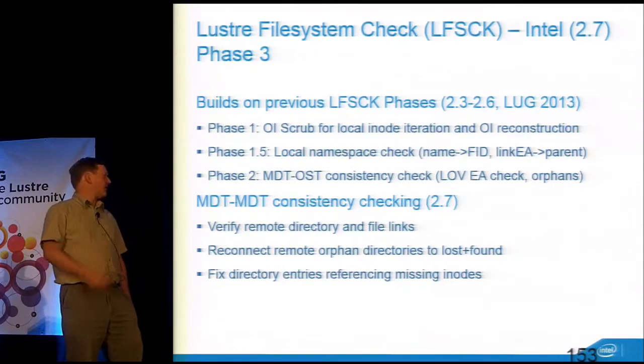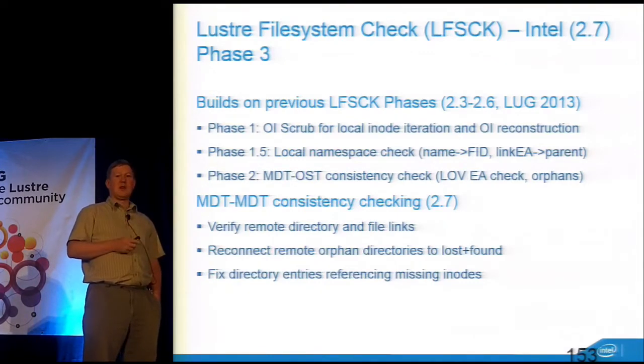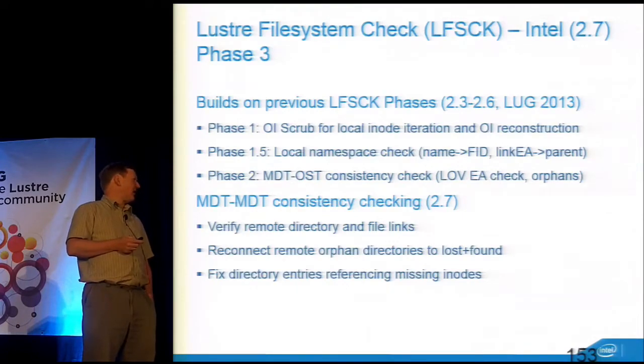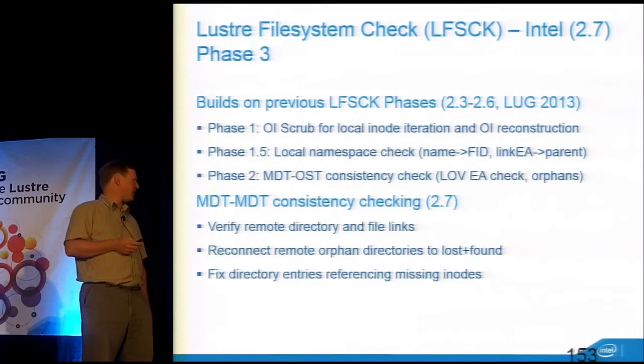And phase 3, which is coming up in 2.7, is adding the cross-MDT consistency checks for remote directories and striped directories. And we'll link orphaned files on remote MDTs into lost and found. There's a top-level directory under .lustre in your mount point, .lustre/lost+found, that orphan files in phase 3 and orphan objects in phase 2 get linked into, so that administrators can clean them up or free up their space as needed.